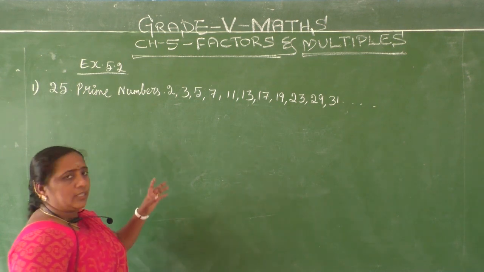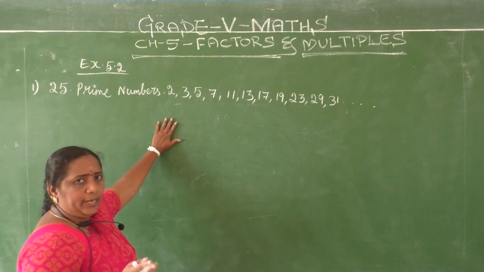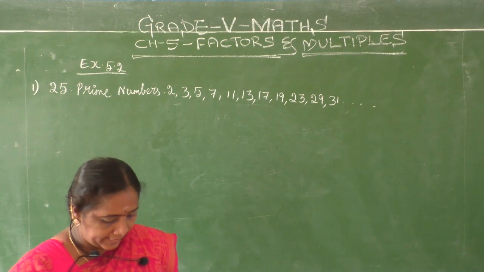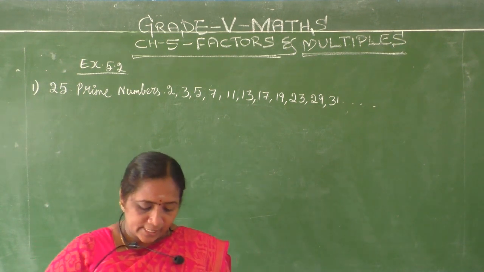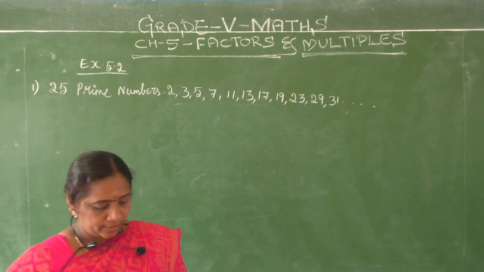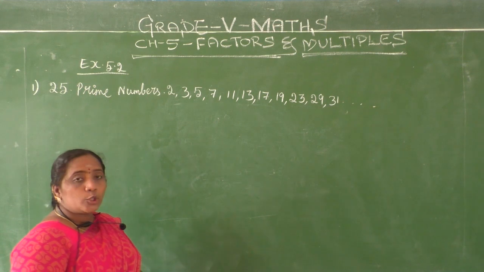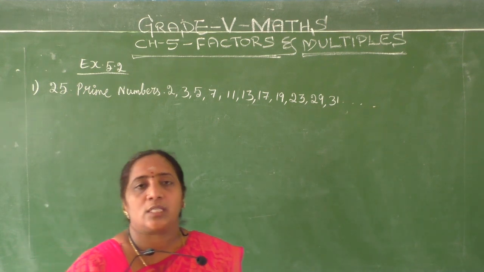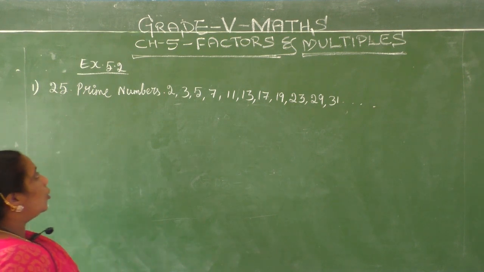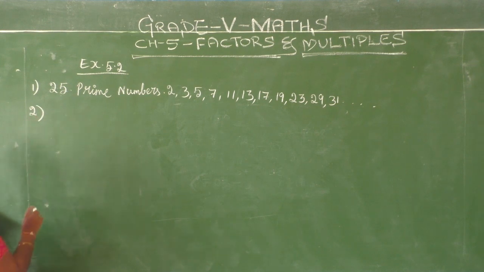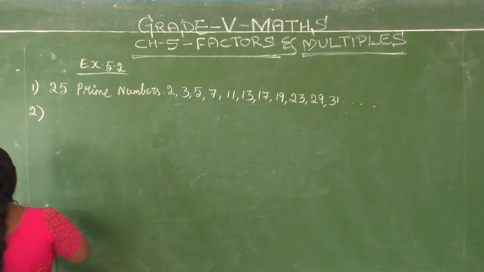Okay. Prime numbers, you already know, are numbers having only two factors. The two factors are 1 and the number itself. Right. Second one. Write 3 pairs of co-prime numbers. Already I told you about co-prime numbers. What is meant by co-prime numbers? Co-prime numbers means two numbers having only one common factor. So that's why we call them co-prime numbers.